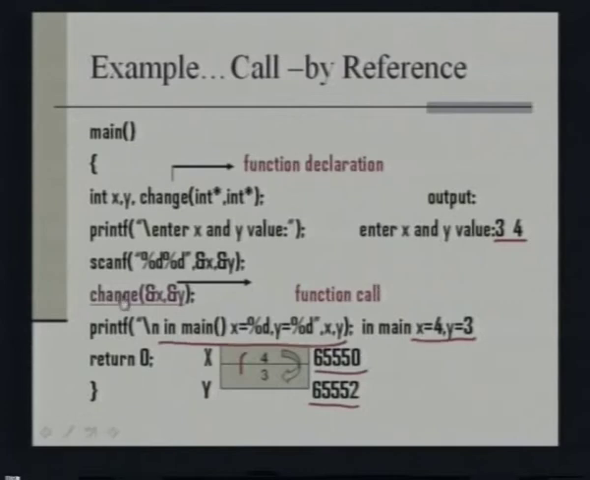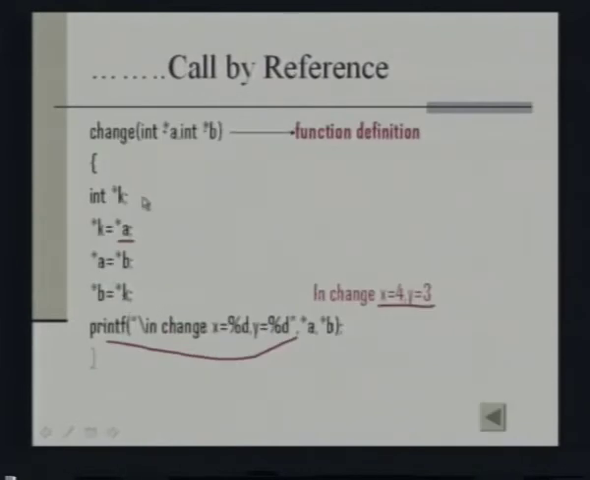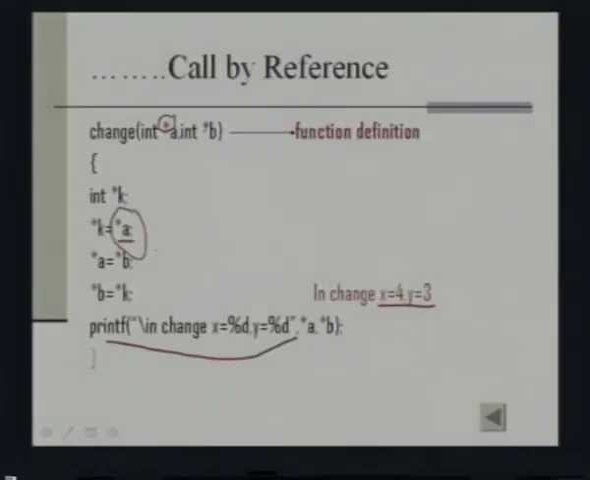As soon as this function call is made, when control passes over here, A will be holding the address and B will be holding the address. To access their values, we are using the symbol star. 65550 is the address, the value there was 3. 65552 is the address, the value there was 4. That is why, using those values, they are swapping these values.